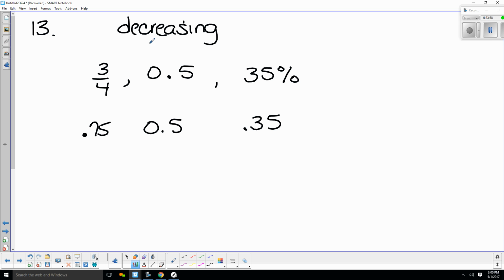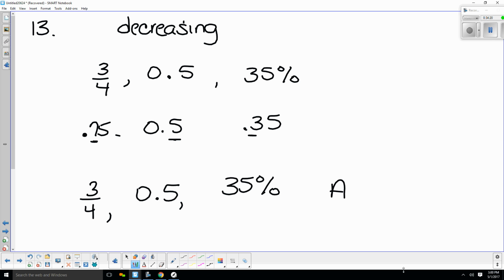Anyway, so I'm decreasing, so I need the largest. So when I look at my tenths position, my 7 is my largest, so that's the largest one. My next largest between 5 and 3 was the 5. And then the smallest was my 3, which is 35%. Okay? So in this case, A was my answer.